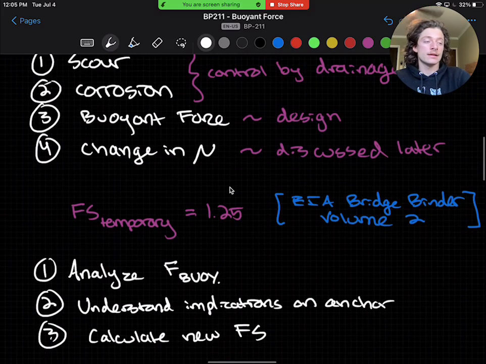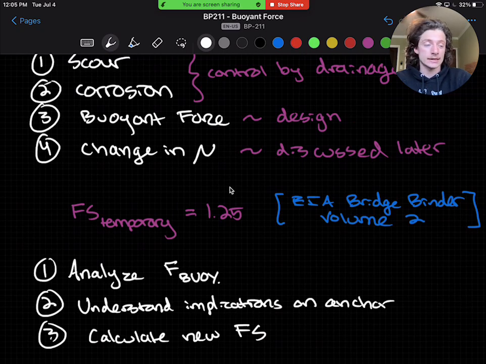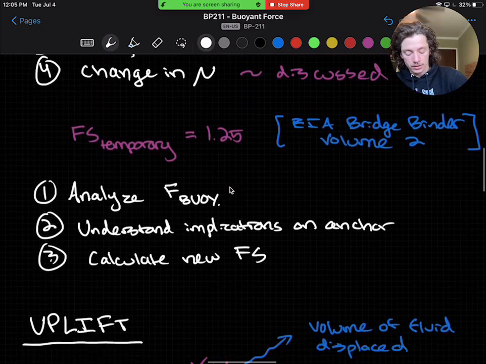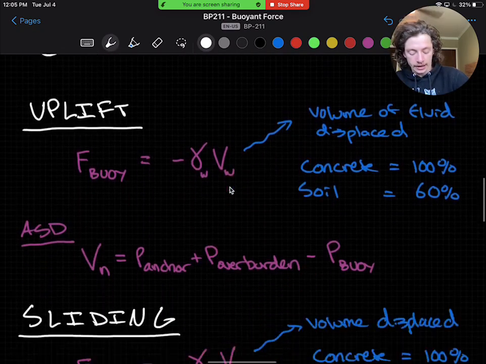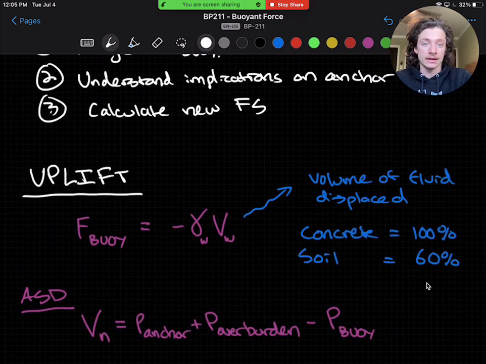So with that being said, the learning objectives of this section are to: 1. Analyze when buoyant forces from a rising water table should be considered. 2. Understand how buoyant forces reduce the effectiveness of gravity anchors. And 3. Calculate new factors of safety for these flooding events. So, we'll start by examining the effect on uplift of the anchor.